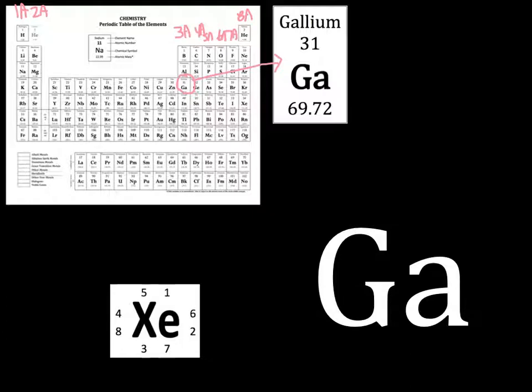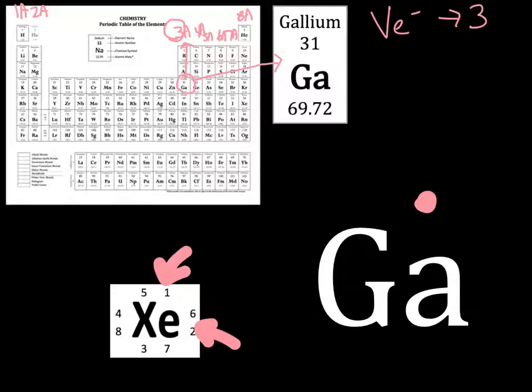So we know the valence electron number by looking at the group number. And the valence electron number for gallium is 3. That means I am going to use 3 dots in my model. So looking at here, there's 1, 2, and 3. And that is my electron dot structure for gallium.